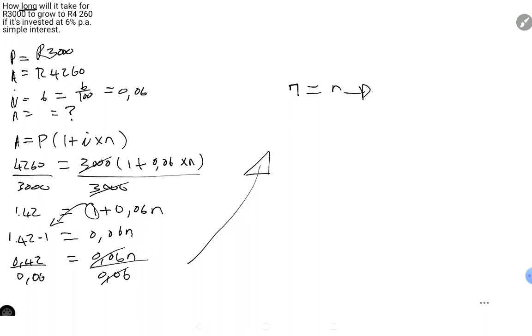How long will it take for 3,000 to grow to 4,260 if it's invested at 6% per annum simple interest? So we know a lot of things here. They give us the amount at the beginning, which is 3,000. They give us the amount at the end, which is 4,260. They give us the percentage, which is 6%, and we always divide that by 100, and we always do it on a calculator. And then there's something missing, which is the number of years, and that's what we're calculating because they said how long. And then we were told that this is simple interest. That's why we have the simple interest formula right here.